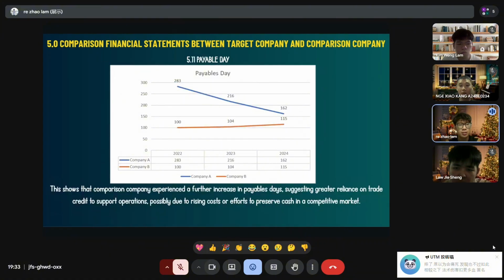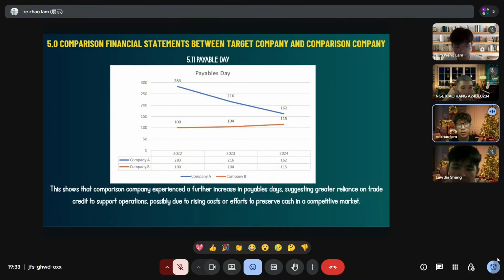So the last is payable days. This shows that the comparison company experienced a further increase in payable days, suggesting greater reliance on trade credit to support operations, possibly due to rising costs or efforts to preserve cash in a competitive market. So I'll pass to the next person.